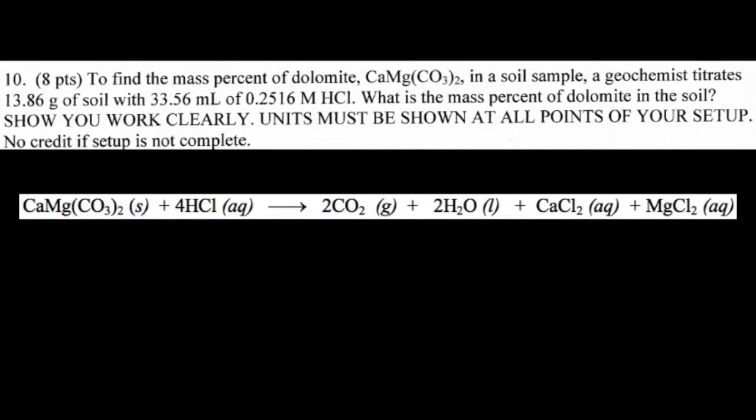To find the mass percent of dolomite in a soil sample, a geochemist titrates 13.86 grams of soil with 33.56 milliliters of 0.2516 molar HCl. What is the mass percent of dolomite in the soil? And below is the equation.